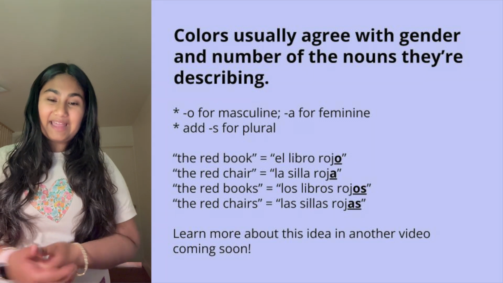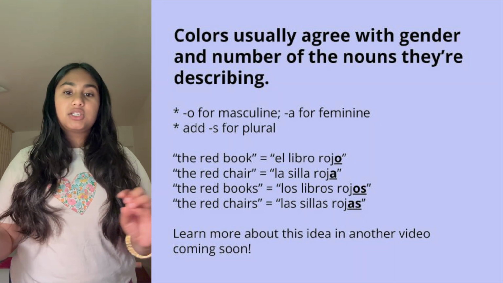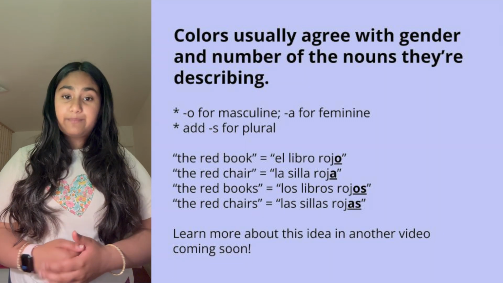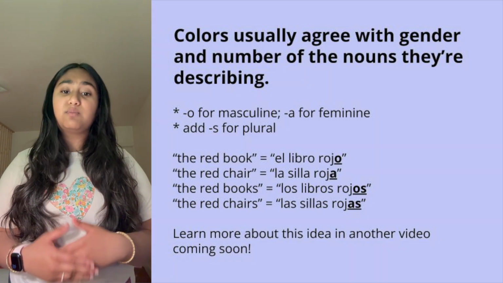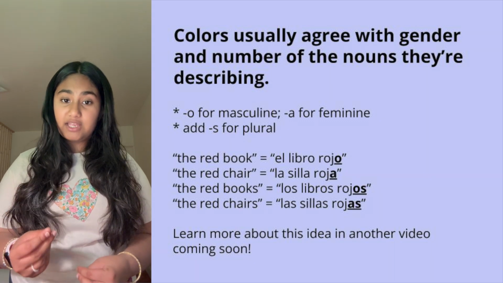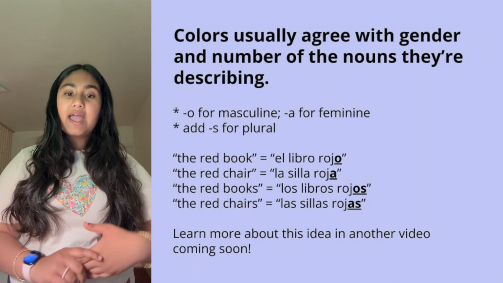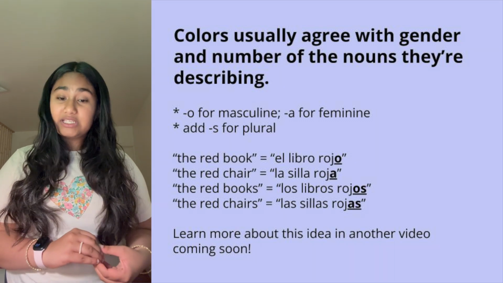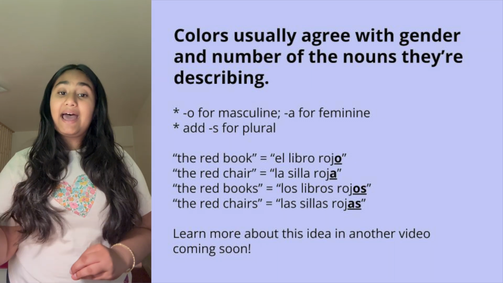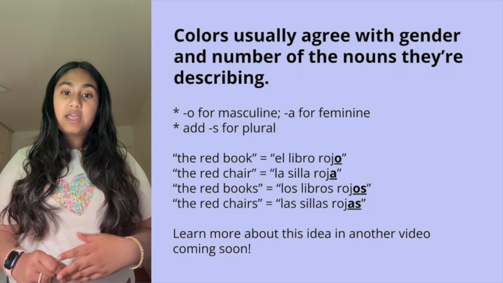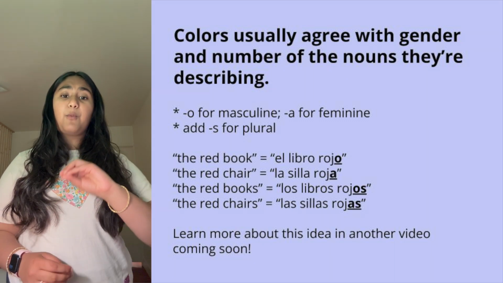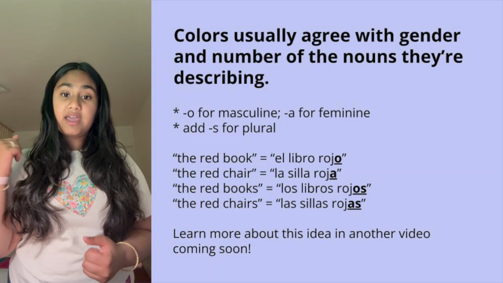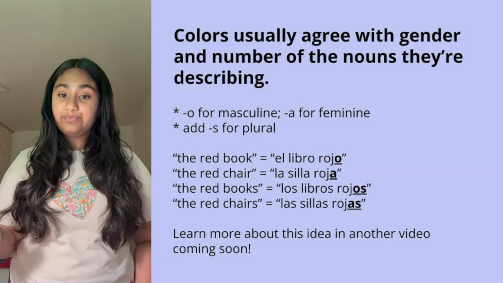And so for them, you're just not going to change them based on the gender of the noun you're describing. However, with most of the adjectives and most of the colors, we are going to be making that change. And I'll show you what I mean in just a moment. And then there's also a rule for plural. When the noun you're describing with this adjective is plural, you're going to add an S to the end if it ends with an O or A. Whereas if it ends with another consonant, like azul or gris, we're going to add ES.